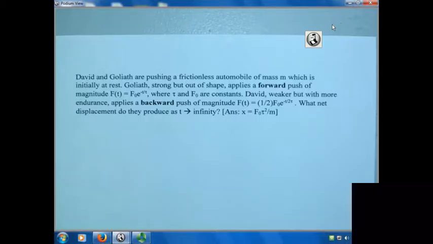No, that's okay. We need to start from a statement of Newton's second law for one dimension, and then it'll be a differential equation, and we need to start integrating it.